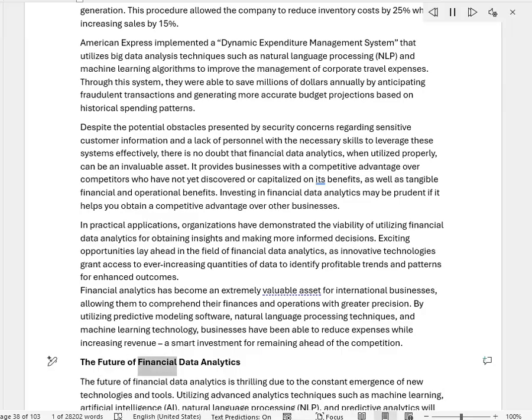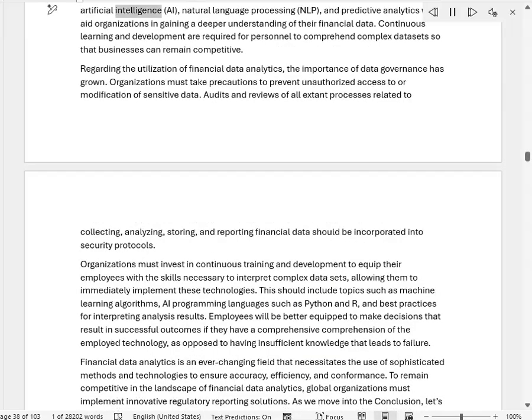The future of financial data analytics. The future of financial data analytics is thrilling due to the constant emergence of new technologies and tools. Utilizing advanced analytics techniques such as machine learning, artificial intelligence, AI, natural language processing, NLP, and predictive analytics will aid organizations in gaining a deeper understanding of their financial data. Continuous learning and development are required for personnel to comprehend complex data sets so that businesses can remain competitive.